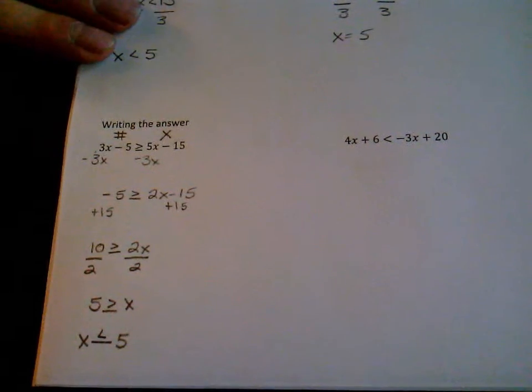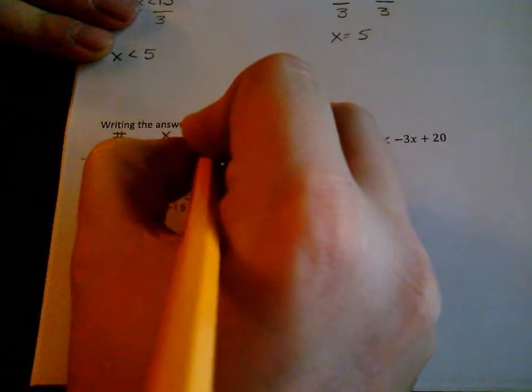There's something you need to know before we move on, and that is what is an open and what is a closed circle. What do these mean?